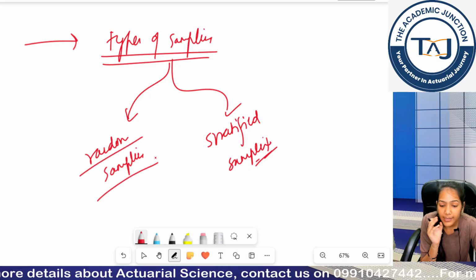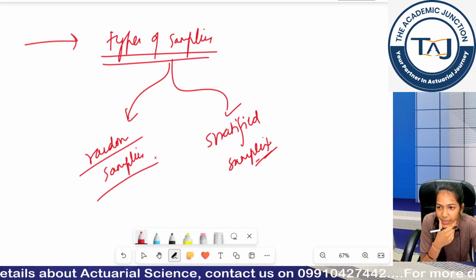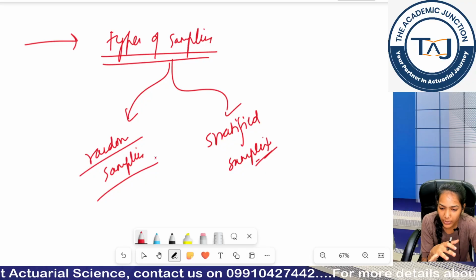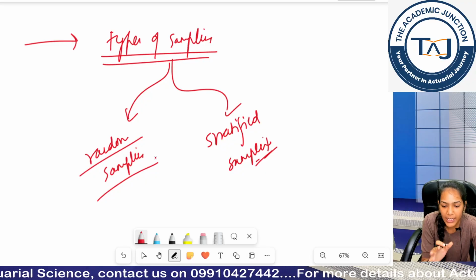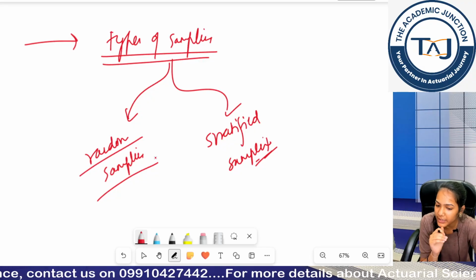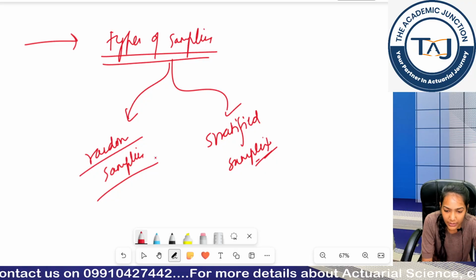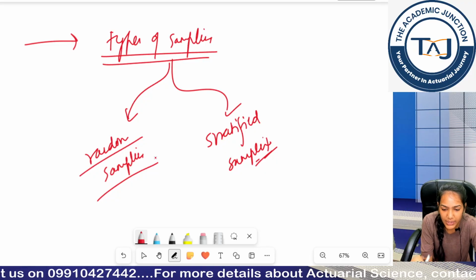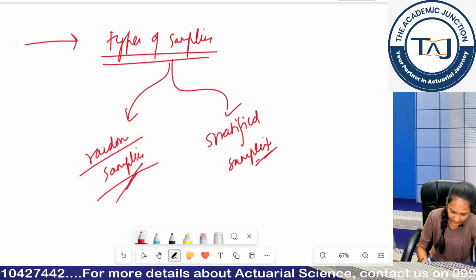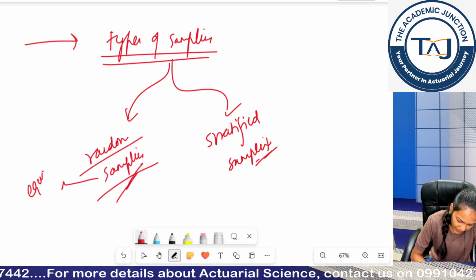So, random sampling. For example, if I am talking about a school class only, I can choose any of the 50 students in the class, each student has the probability of 1 by 50 attached to it. I can choose anyone, there is no criteria of choosing, I can choose any person for the sample. So, that is called random sampling. Equal probability attached.